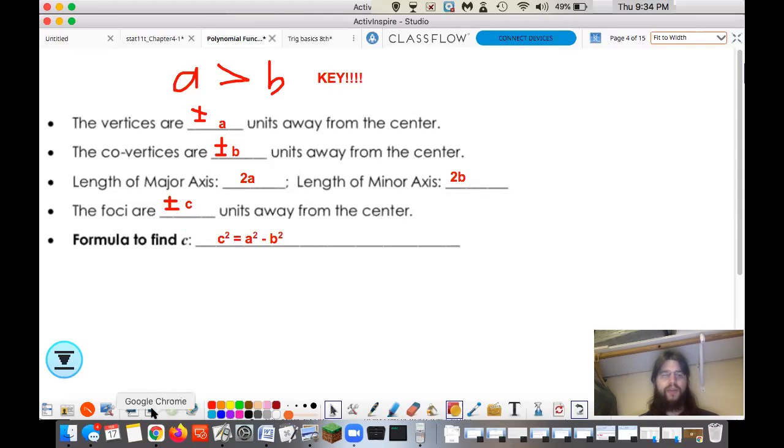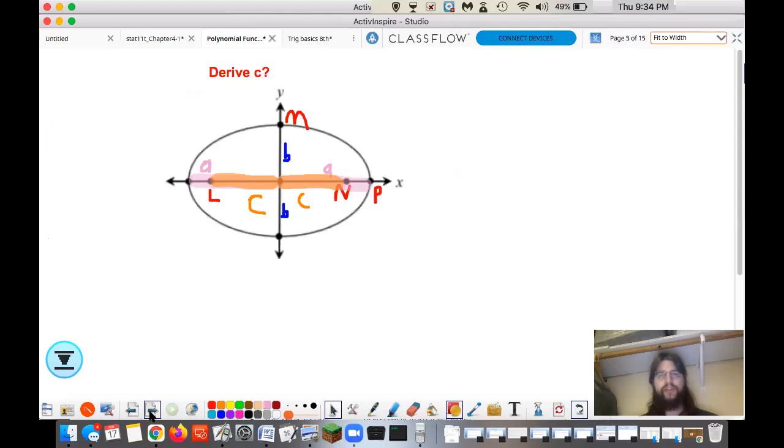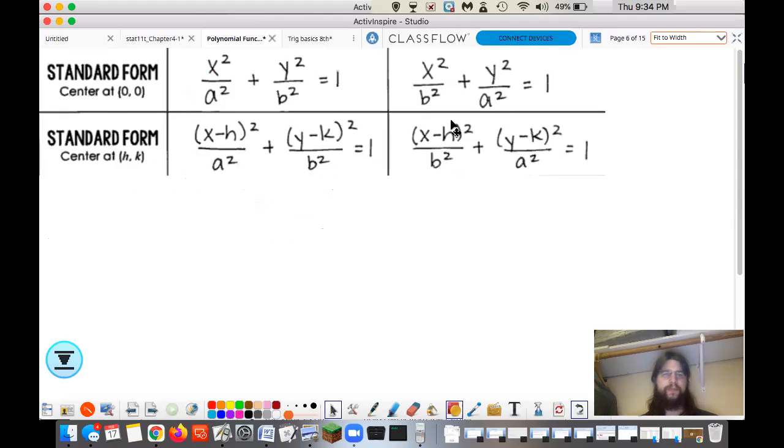Now, you're like, what's A, what's B, what's going on here? Don't worry, whenever you see your formulas, there we go. That's where A and B are. So A is the bigger one. So right here, these two would be horizontal ellipses, because A is underneath the X. Over here, A is underneath the Y's, so that means it's going to be a vertical ellipse. Notice it's equal to 1. If you're not equal to 1, you're not in standard form. You got to be equal to 1.